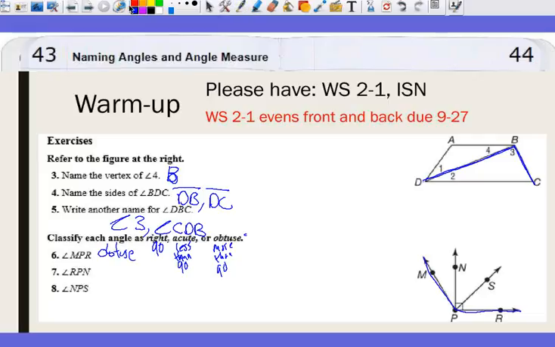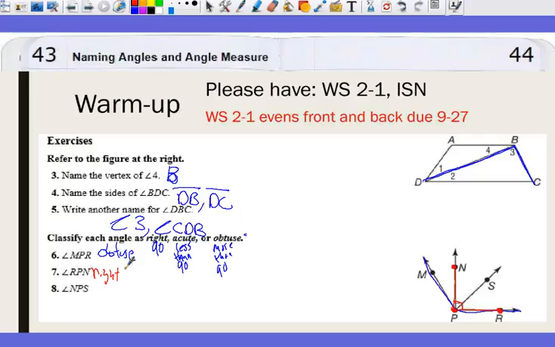Next one. I'm going to highlight it in red this time. RPN. R to P to N. What type of angle is that? That is a right angle. How do you guys know? It's a little box right here. This little box right here means it's 90 degrees every single time. So that's going to be called a right angle.